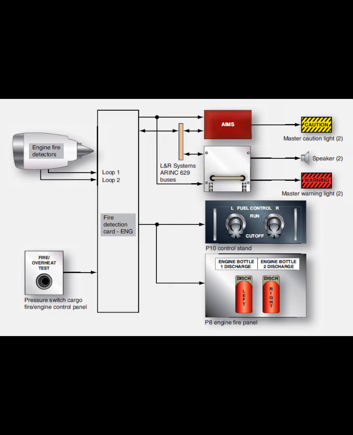What are the main categories of engine fire protection systems? Spot detection, continuous loop, flame detectors. Name examples of spot detection type systems. Thermal switch, thermocouple.